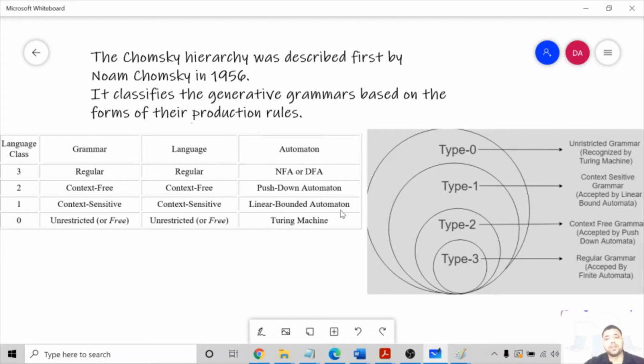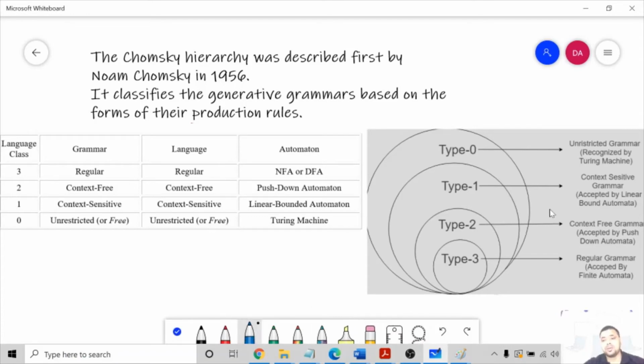Say the different classes are: type 0, unrestricted grammar. We don't have any restriction on this type of grammar, and it generates the unrestricted language, recognized by a Turing machine. Okay, so next type is type 1. Type 1 is context sensitive grammar, which generates context sensitive language, and it is accepted by a linear bounded automaton.